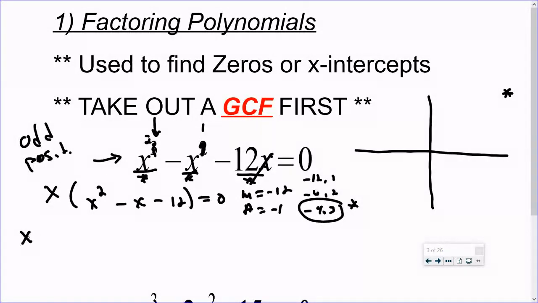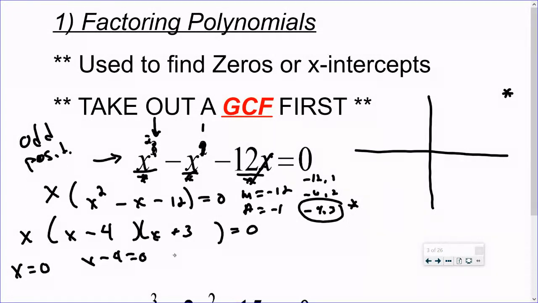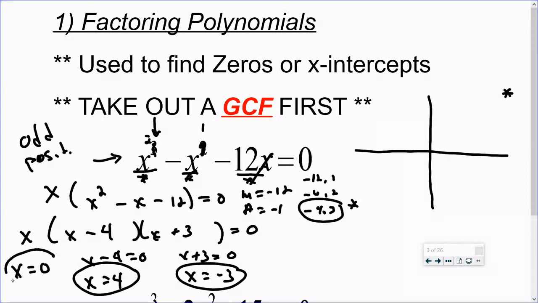So this x stays right there, goes out in front. 2 sets of parentheses. X times x is x squared, so that's where I get that. I will need to use the numbers negative 4 and 3. Now once I get this, I set all these equal to 0. X, because it has a variable, gets set equal to 0. X minus 4 equals 0, and x plus 3 equals 0. Now I solve for x. Well, this one obviously doesn't change, but this one does. I add 4 to both sides. This one I subtract 3 from both sides. So there are my 3 answers for this.